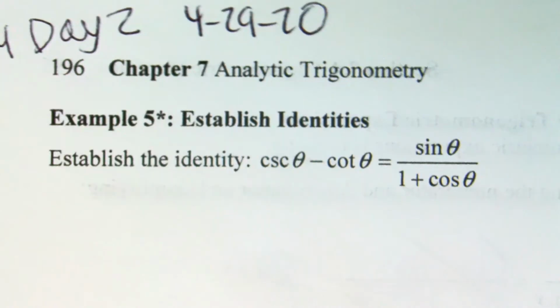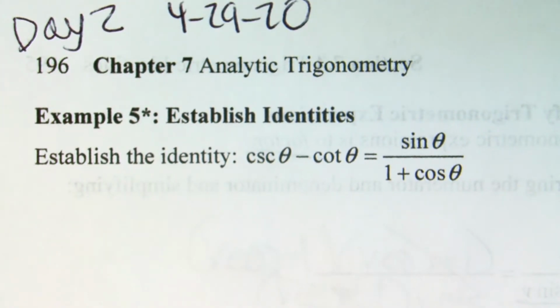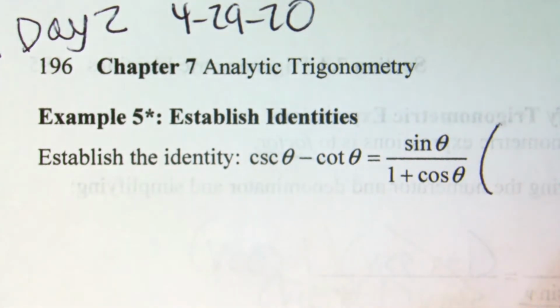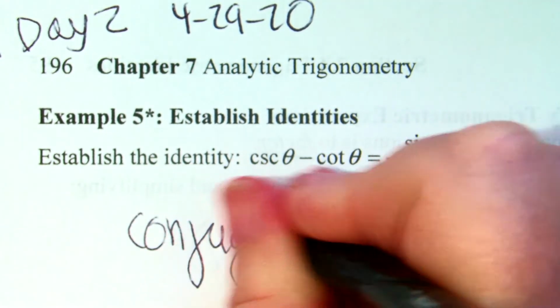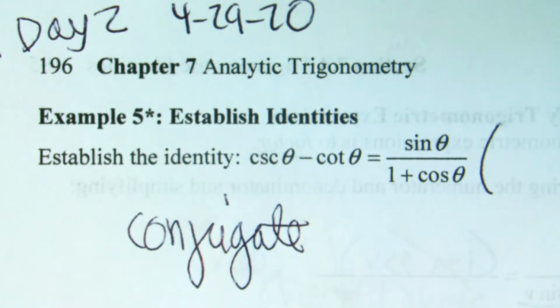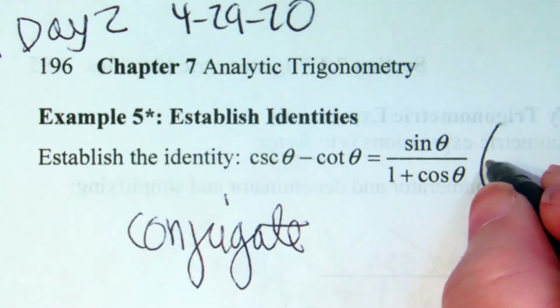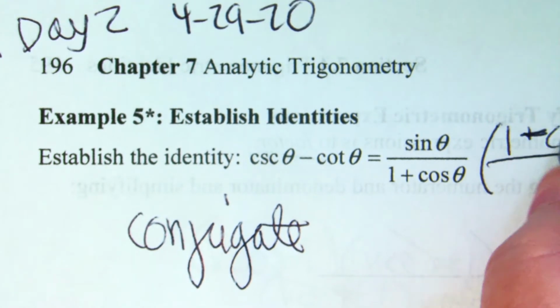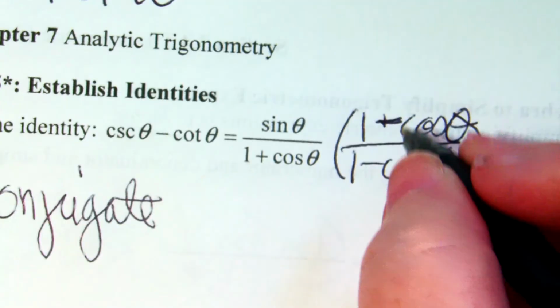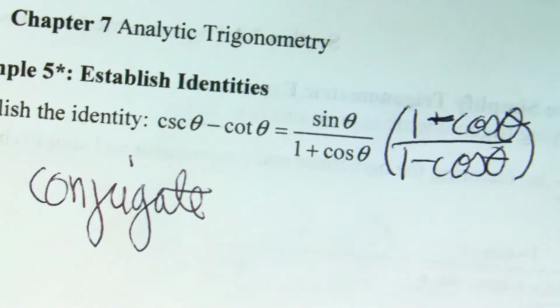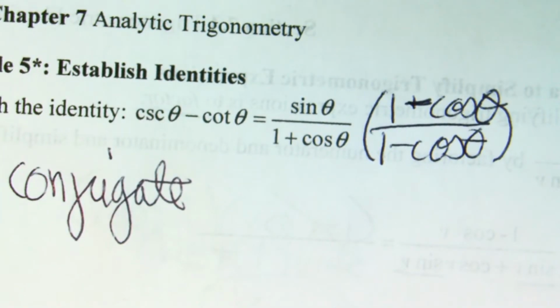So when we have this, we have to ask ourselves which side looks more complicated, and I think the right side does because it has a fraction. So we're going to multiply by the conjugate. One minus cosine theta over 1 minus cosine theta, which is in the form of 1. You can multiply by 3 over 3 anytime you want because it's 1.